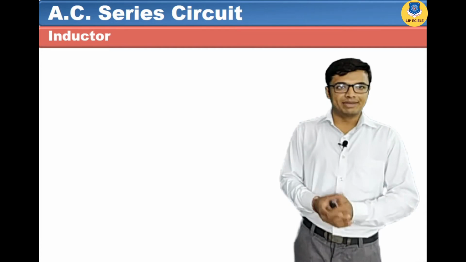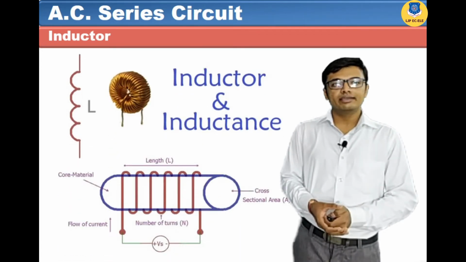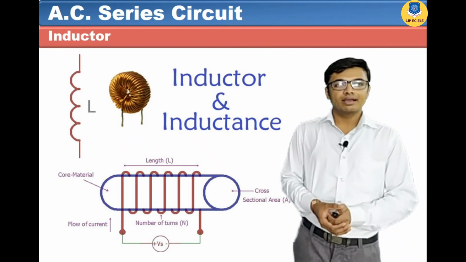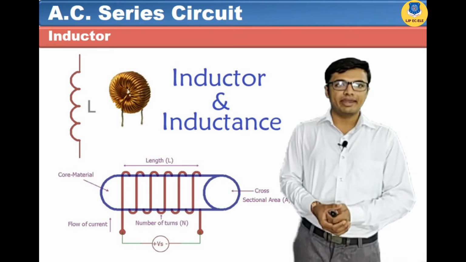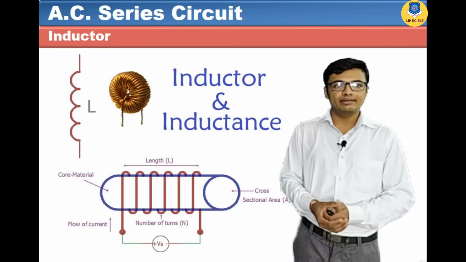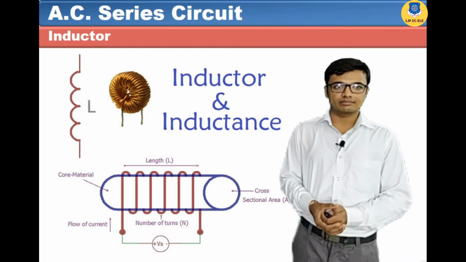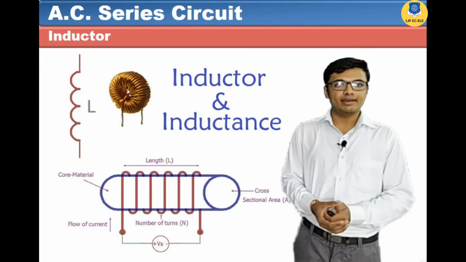Let's see our second element, that is the inductor. Here the inductor is a kind of element where inductance is a kind of property. Generally inductance is present in the inductor. So let's define the inductance. The property of an inductor to oppose the rise of current or fall of current is called the inductance.